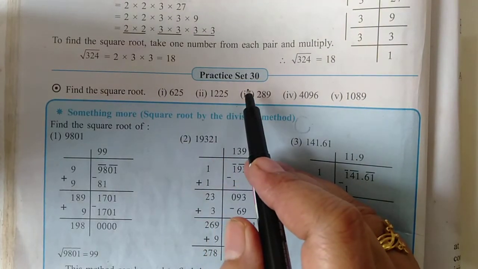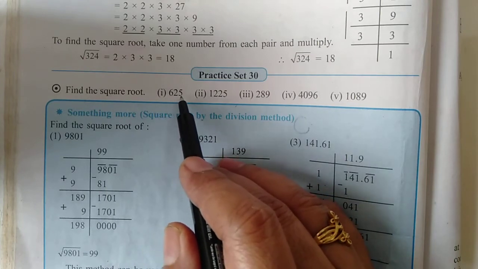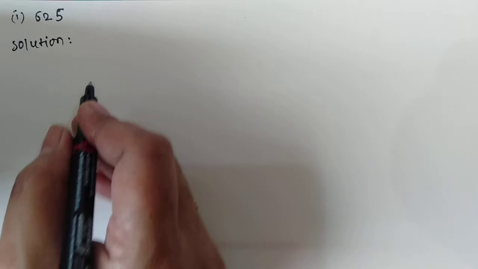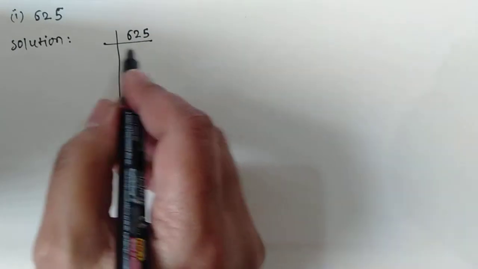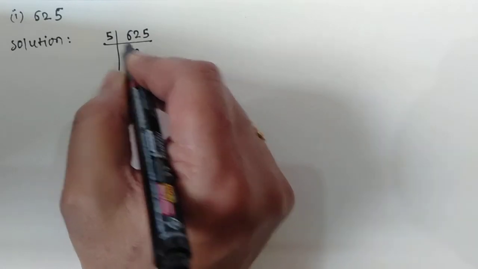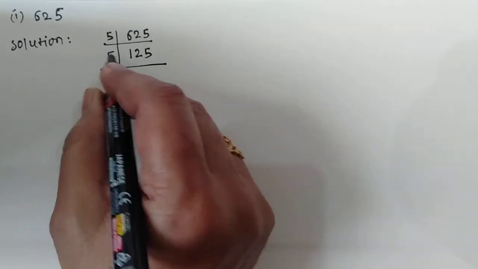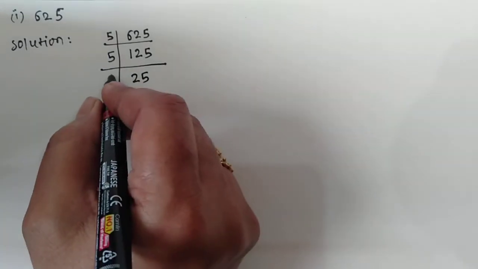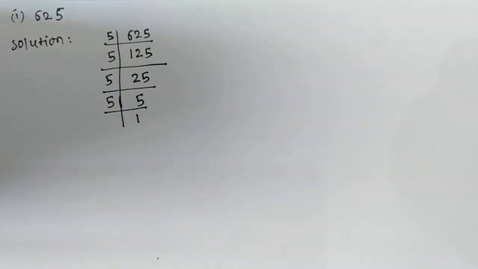Practice set 30. Find the square root. First is 625. Solution: find out the factors of 625. We know the last digit is 5, so it is divisible by 5. 5 ones are 5, 5 twos are 10, 5 fives are 25. Again divide by 5. 5 twos are 10, 5 fives are 25. Again divide by 5. 5 fives are 25. And last, 5 ones are 5.